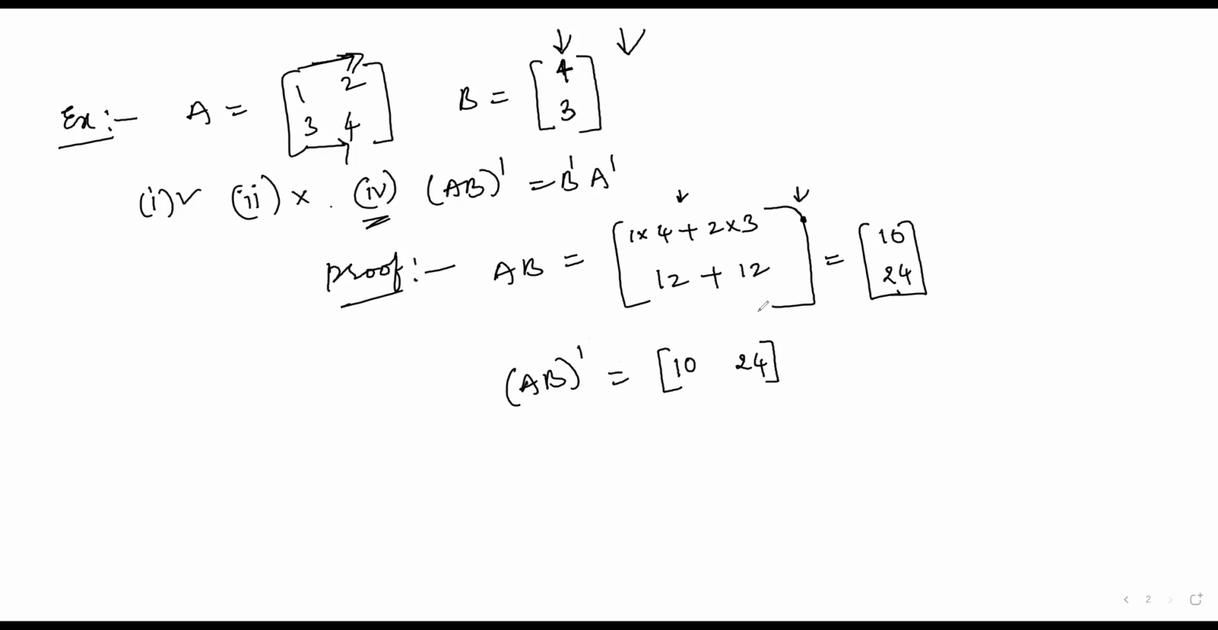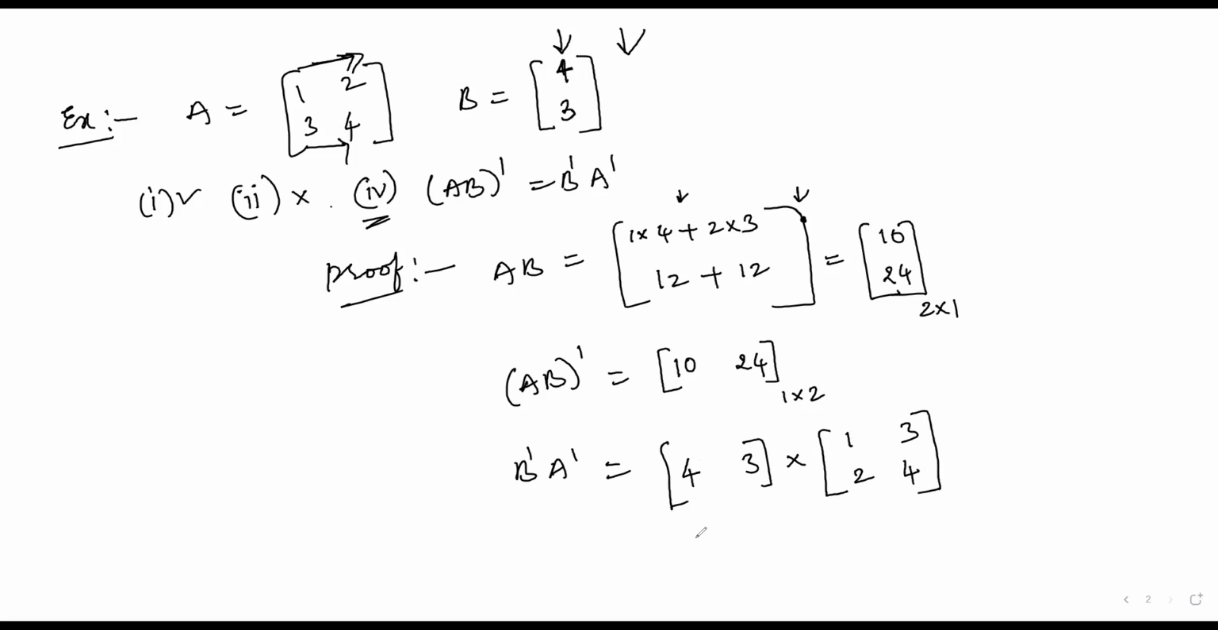And this is 2 by 1. This is 1 by 2. Now B transpose, A transpose. What is B transpose? 4, 3. What is A transpose? 1, 3, 2, 4. Right?